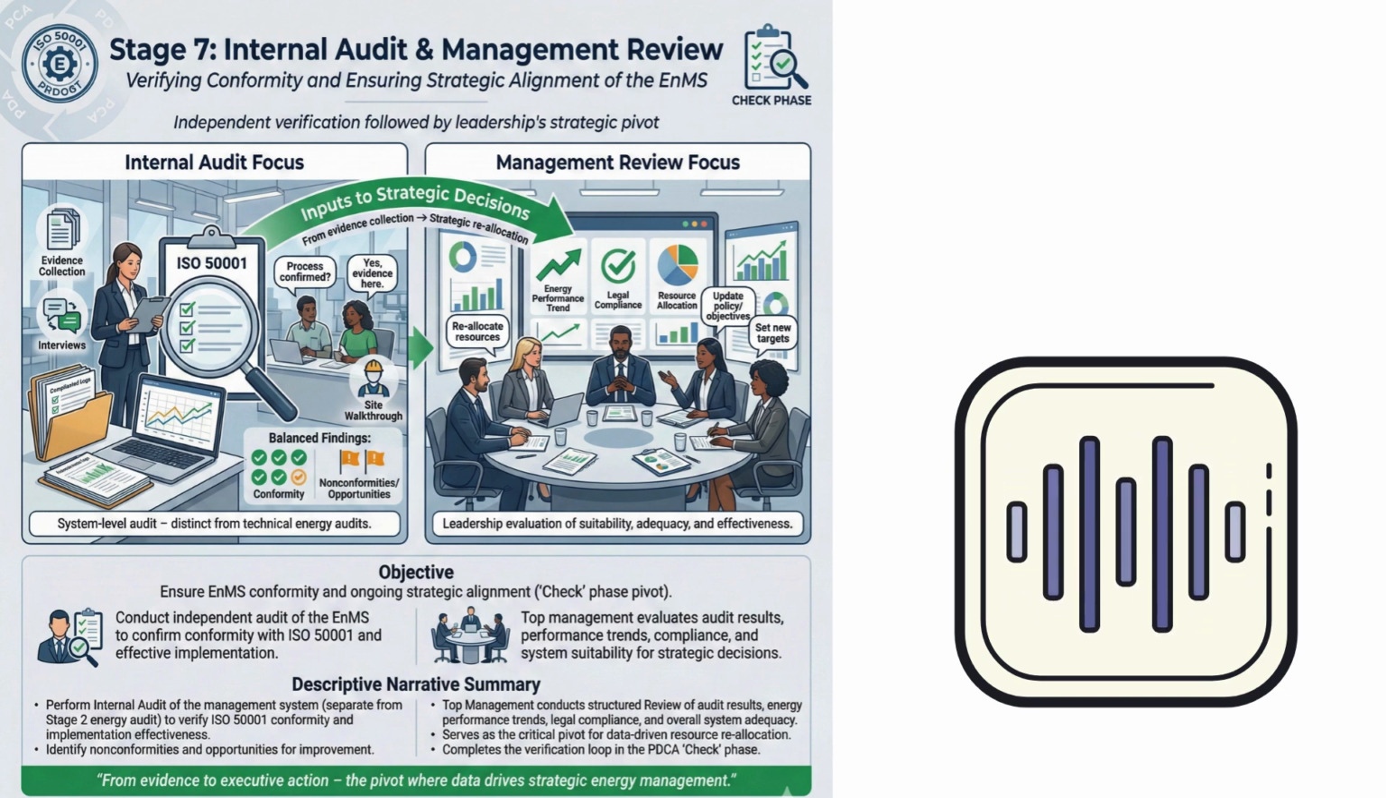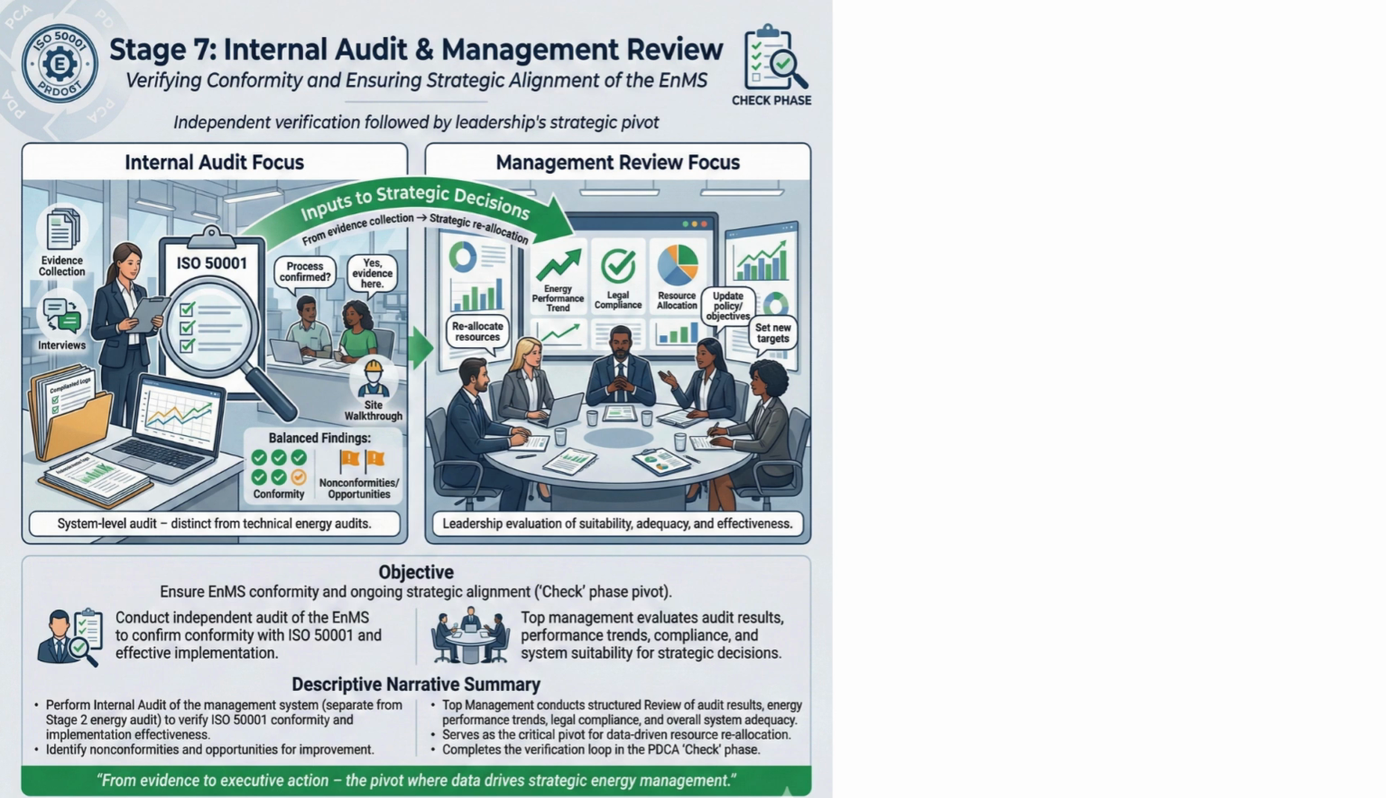Now we're deepening the check phase with stage 7, internal audit and management review. This stage provides independent assurance and leadership oversight, making sure the entire system is conforming and still strategically fit for purpose. First, the internal audit.